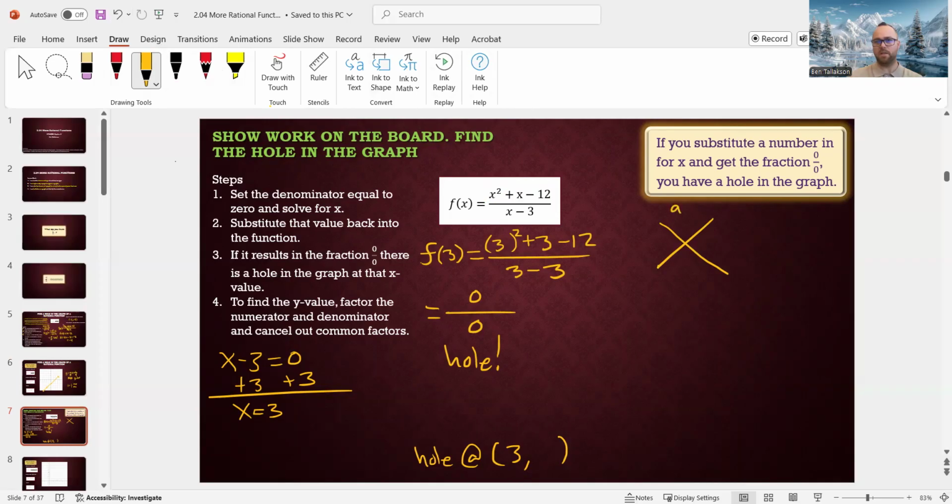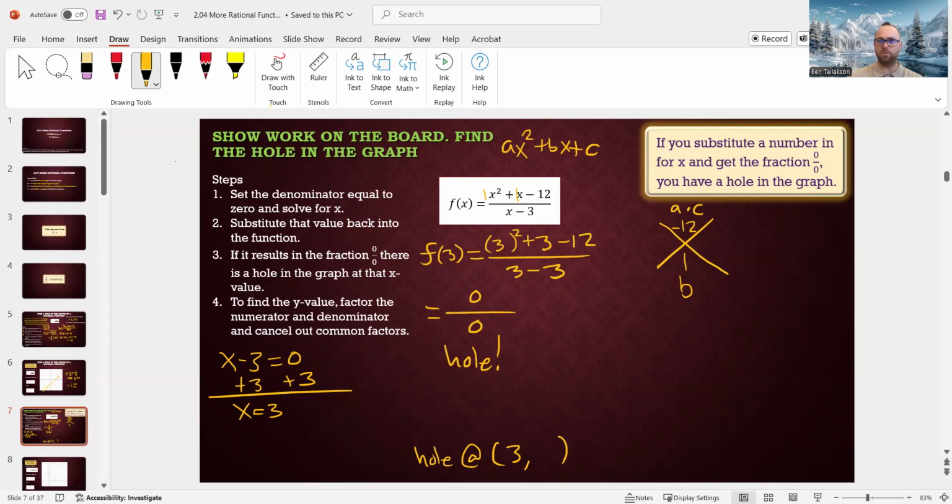So we have a times c on top. Remember, this is in the form ax squared plus bx plus c. So coefficient of x squared is 1 times c, the constant, so negative 12. b goes on the bottom, coefficient of x, which is an invisible 1.